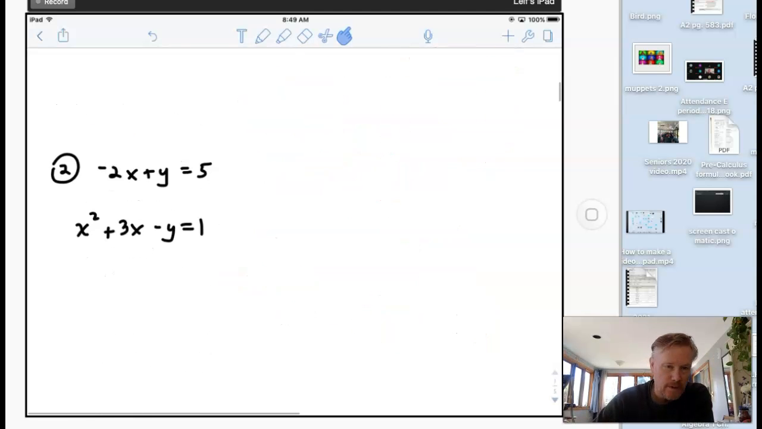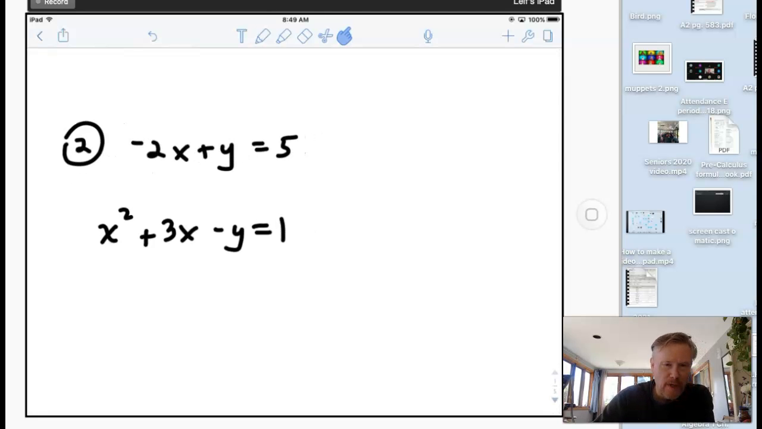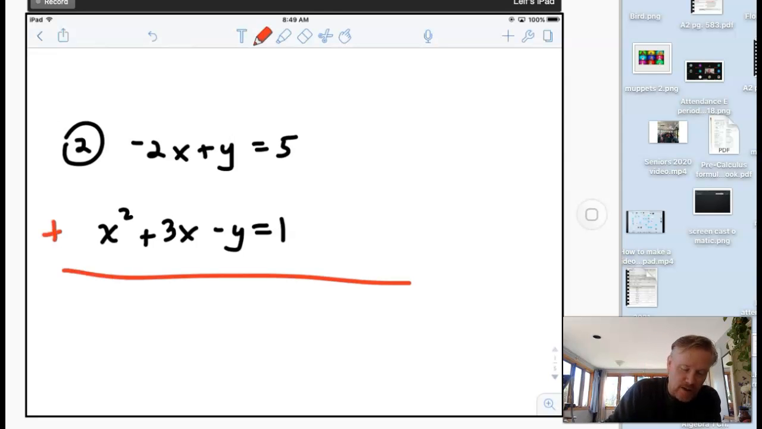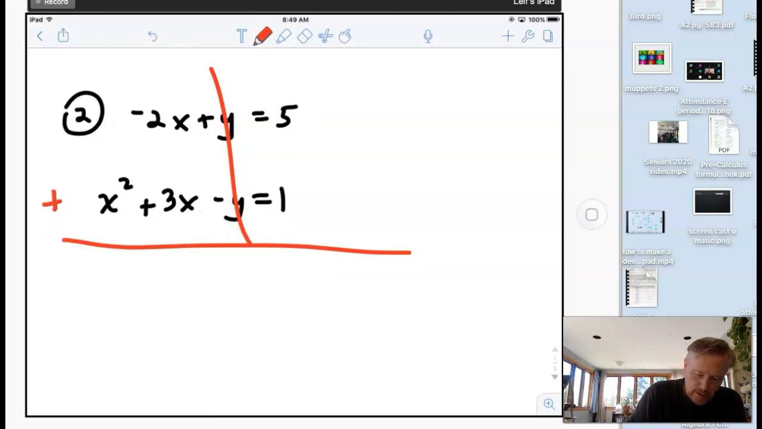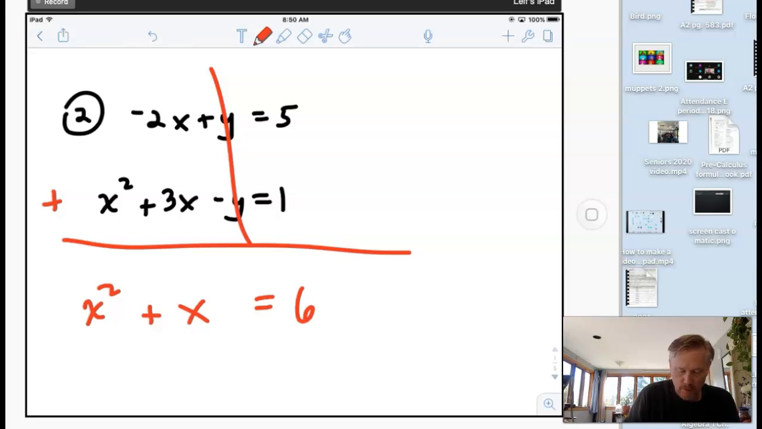The next one is similar, except that the bottom equation is not linear. I still need either the x's or the y's to cancel out, and the y's are going to be much easier because I can't get rid of the x squared and the x without doing some fancy stuff. If I just add straight down, my y's cancel out. I don't have to multiply here, but in other situations you might have to multiply one of the equations to get the y's to cancel. When I add, I get x squared, -2x plus 3x is +1x, the y's are gone, equals 6.